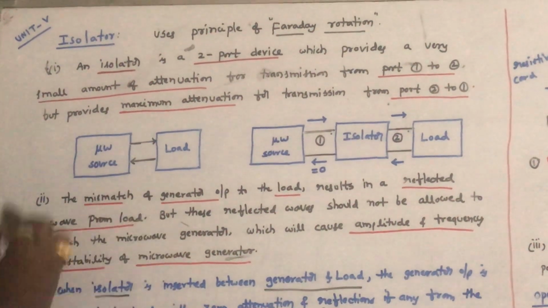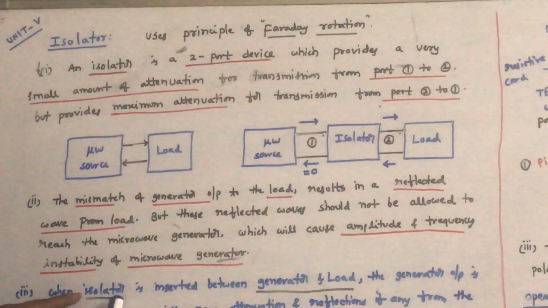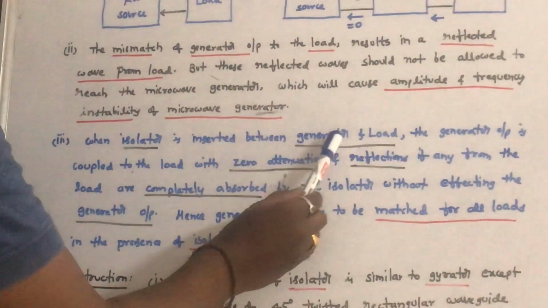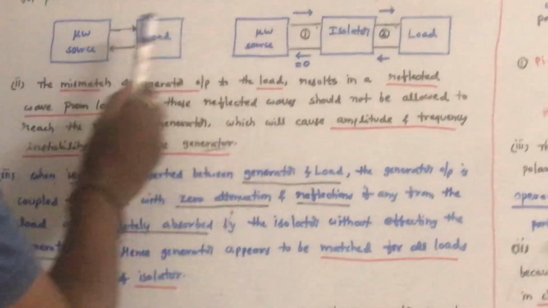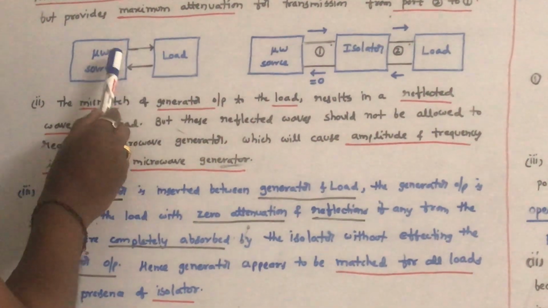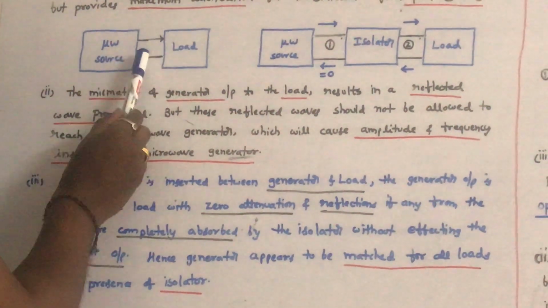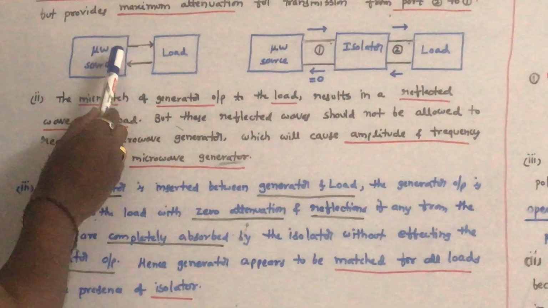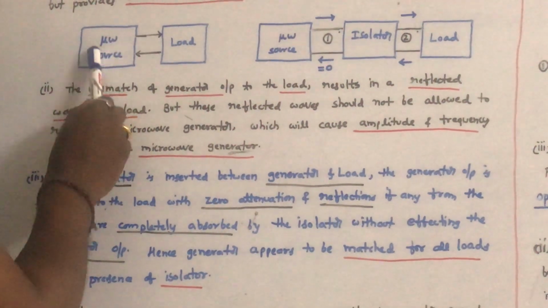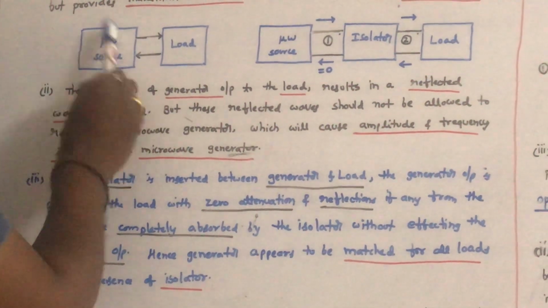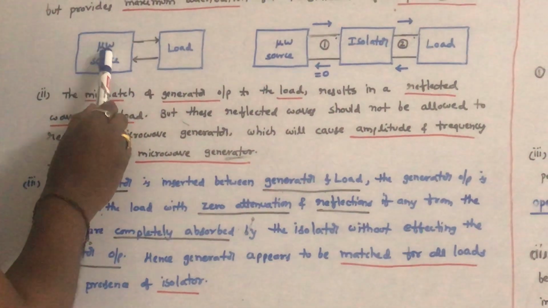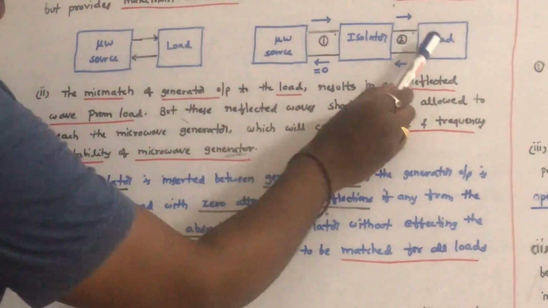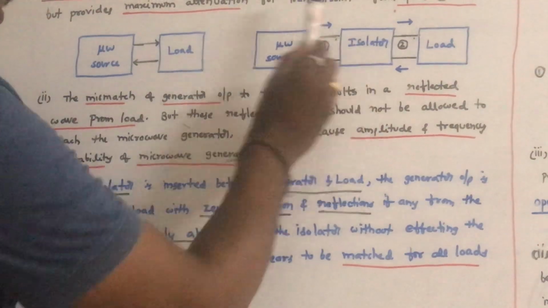So when an isolator is inserted between generator and load, you can see here, if the load is not properly matched to the microwave source, reflections will occur. These reflections will cause frequency and amplitude instability of the microwave source. So that's why an isolator is placed between the microwave source and the load.